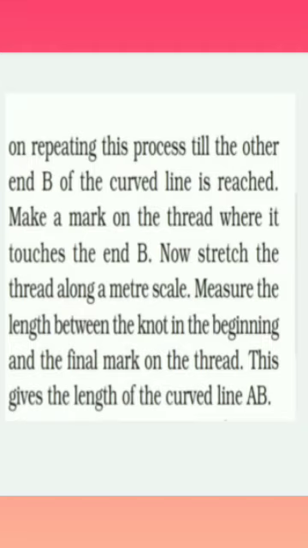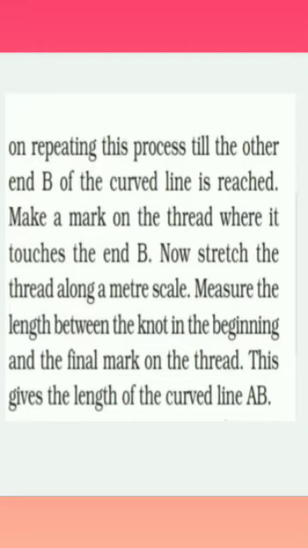Make a mark on the thread where it touches the end B. Okay, first at A we have to put the knot and then we have to reach the end B. Then we have to make a mark on the thread where it touches the end B.